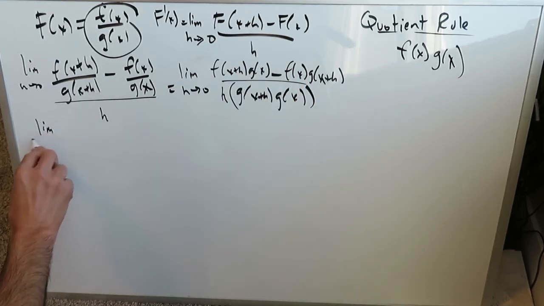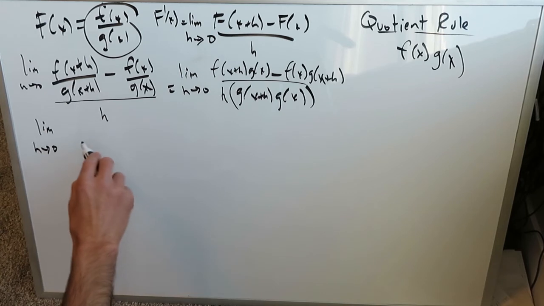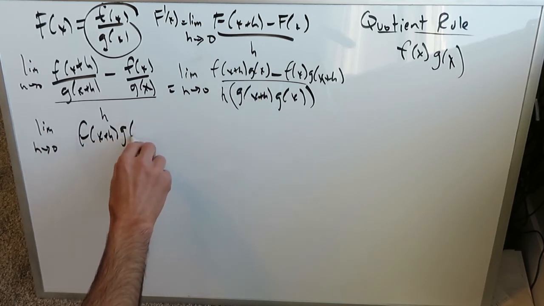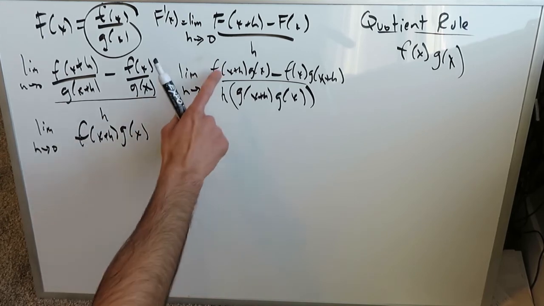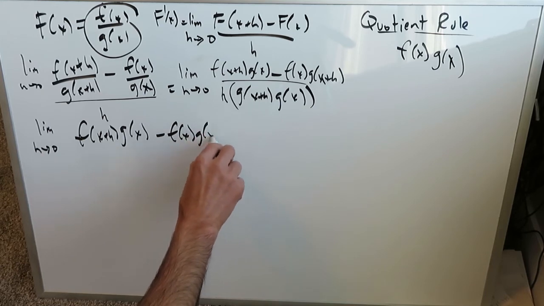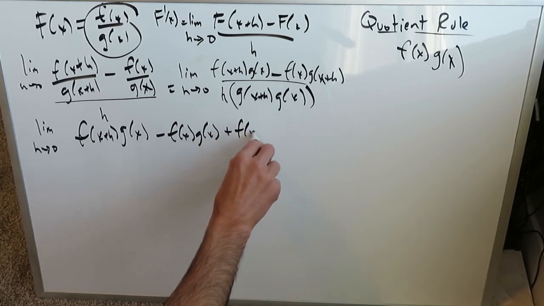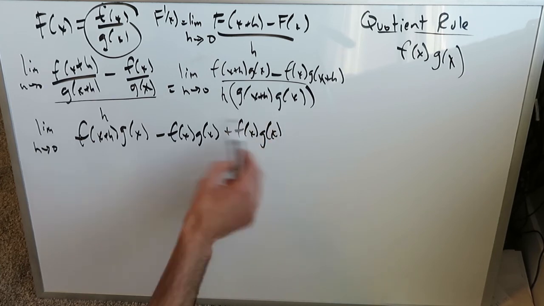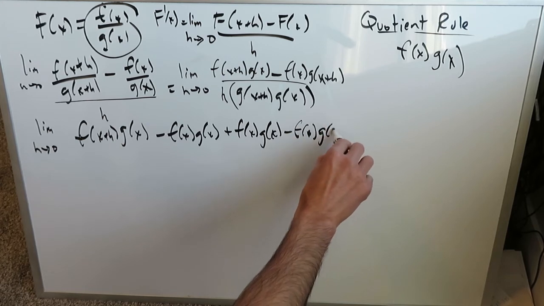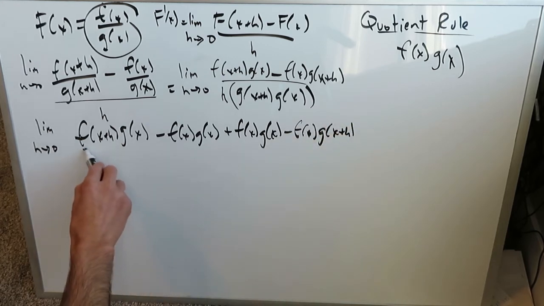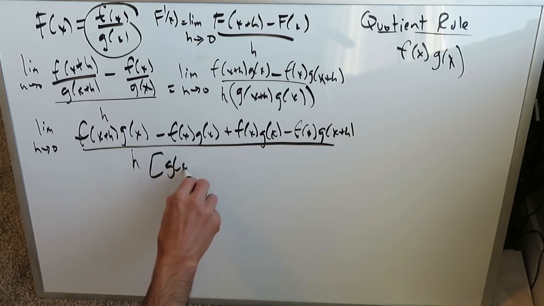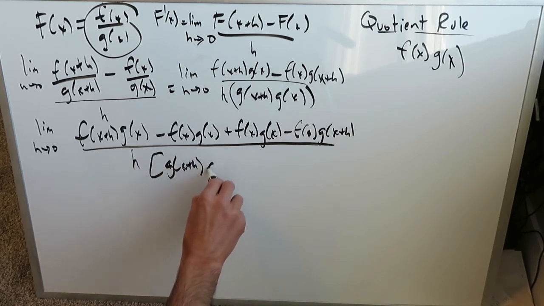Let's come down over here, limit as h approaches 0, and let's add in the factor. We have f of x plus h, g of x, writing what I have. I've written this part. Now let's bring in the factor. We can do minus f of x, g of x, and we can also add it in. Remember, we're maintaining the balance, subtracting and adding the factor as we see it. Then let's write the rest: minus f of x, g of x plus h, all over h, and then g of x plus h, and then g of x.